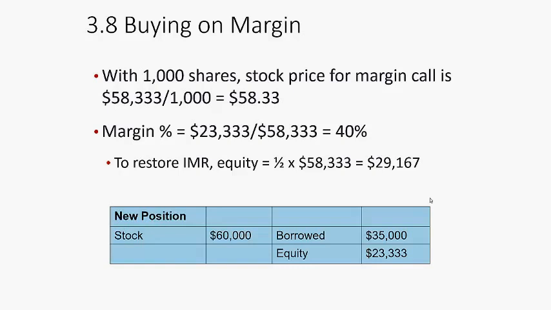So, continuing with the example, we have the same 1,000 shares. The stock price for the margin call is $58.33. That would take your overall equity position, your contribution, to $23,333. That would equal the 40%. To restore to your initial margin requirement, you would have to have at least a position of $29,167, half times that value. So you get the margin call. This is what you have to put in to get back to that initial margin requirement. Okay?